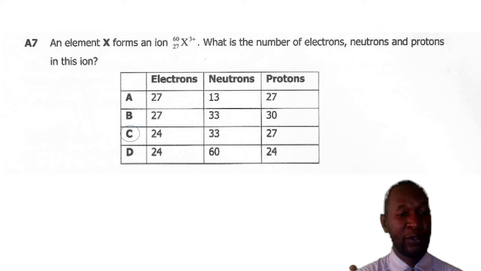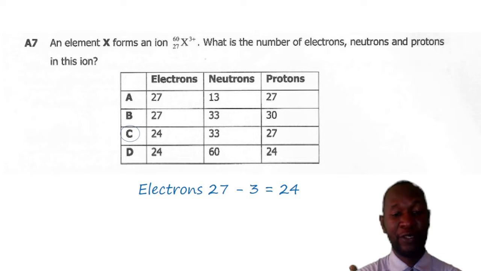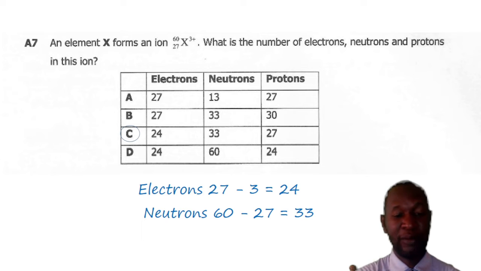The atomic number will indicate the number of protons, so that means the protons are 27. Now to find the electrons, since we have a charge of 3, it means that we have lost 3 electrons. So we simply subtract 27 minus 3, which will give us 24. That's why the electrons are 24, because we've lost 3 electrons. Then to find the number of neutrons, we simply subtract the atomic number from the mass number. The mass number here is 60. So neutrons will be 60 minus 27, which gives us 33. So that's why the correct answer here is C.